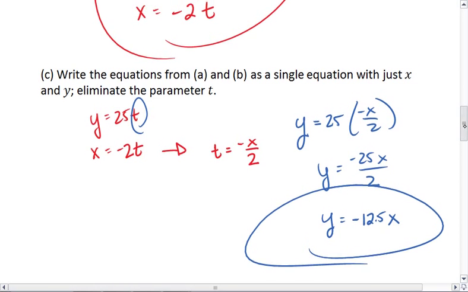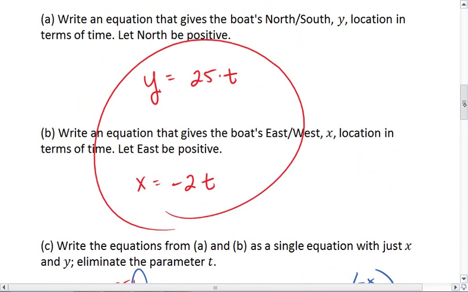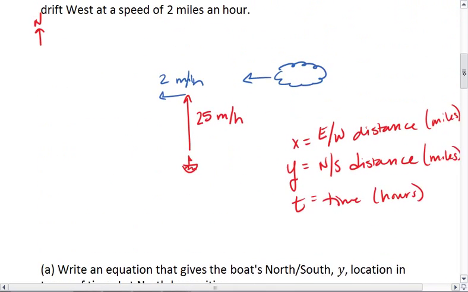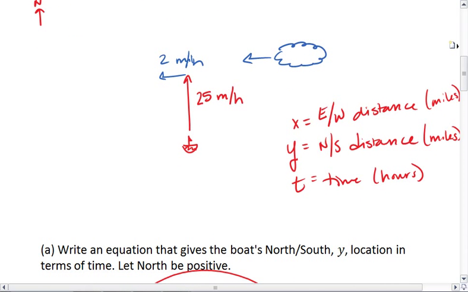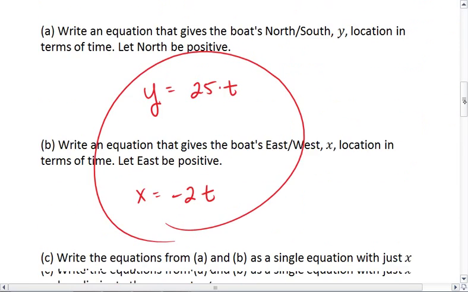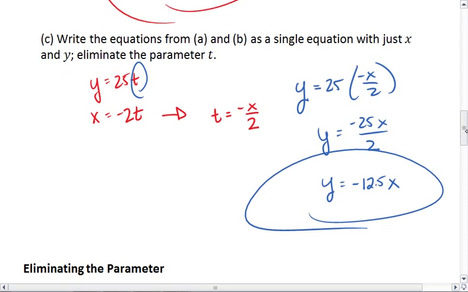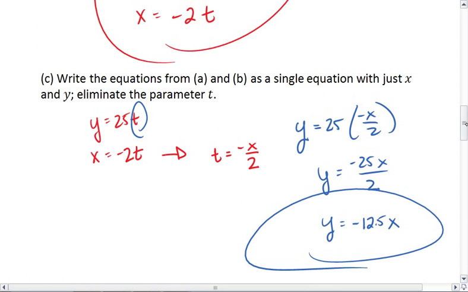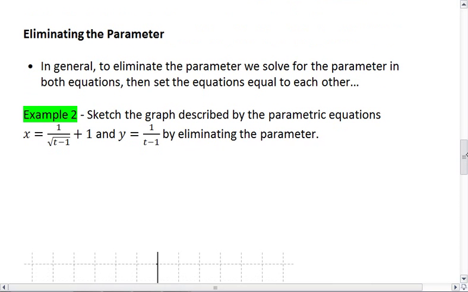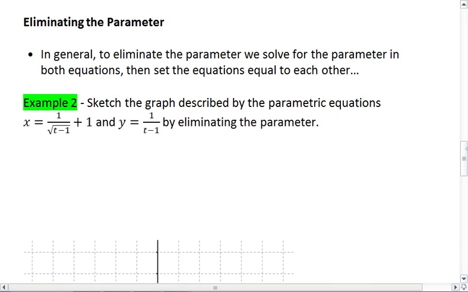What this is telling us is that for every 1 mile we move to the west, we've moved 12.5 miles north. And there is our equation when we've eliminated the parameter. This brings us to a discussion about eliminating the parameter in general.